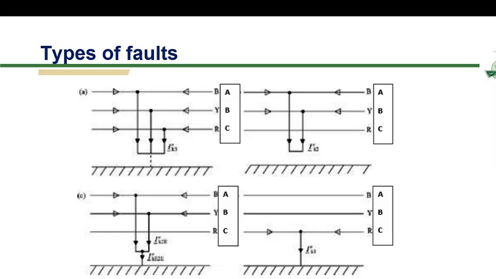Each configuration results in different fault currents indicated in the diagrams, which affect system stability and protection strategies. Understanding these fault types is essential for designing protective devices like relays and circuit breakers, as each fault produces distinct current patterns and requires appropriate detection and isolation to maintain system reliability and safety.